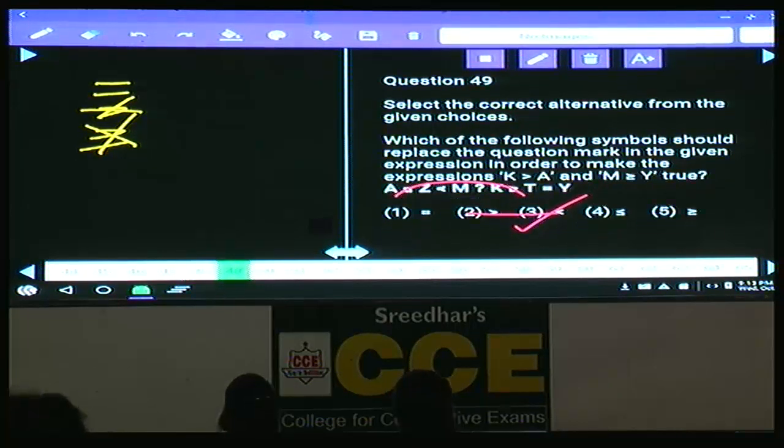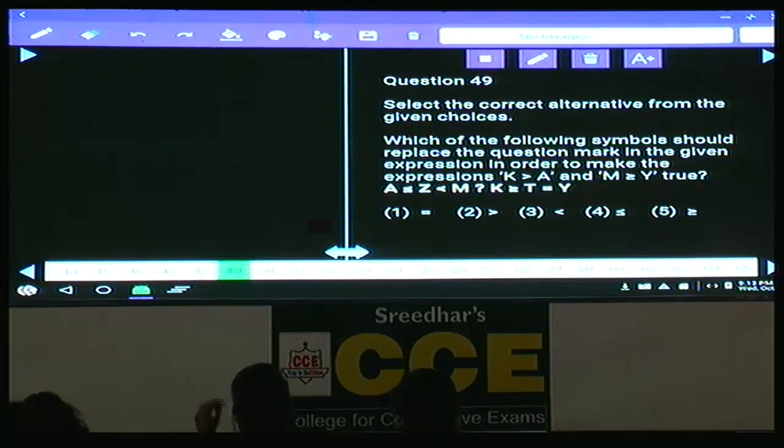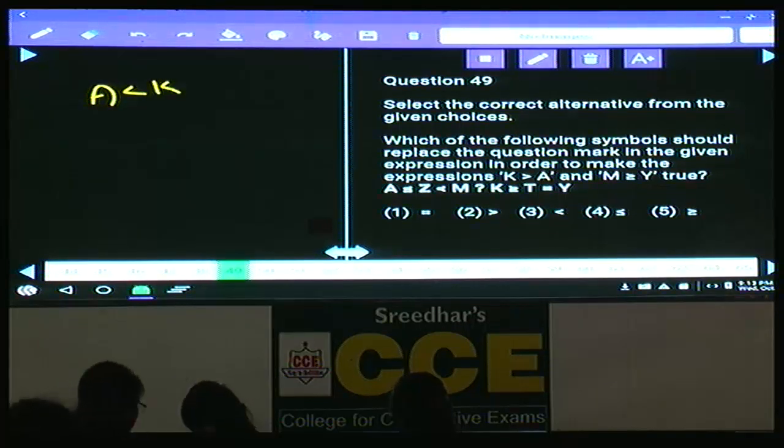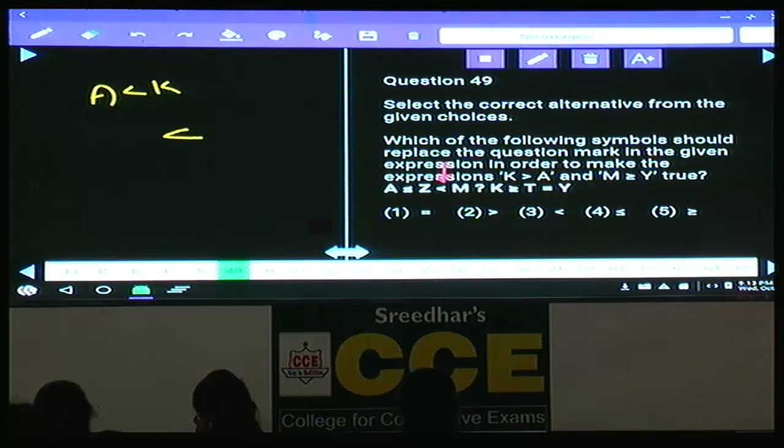Then question number 49. Now in this 49, K and A. A is here, K is here. K greater than A means A lesser than K must be true. And next one, M greater than or equals to Y. A lesser than K. Now again, one lesser than is there here. Hence between M and K, what are the symbols we can have? Lesser than, equal to, lesser than or equals to. Anything out of these three is very good.